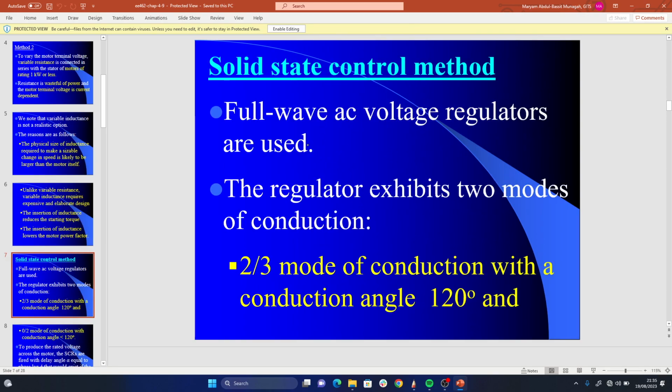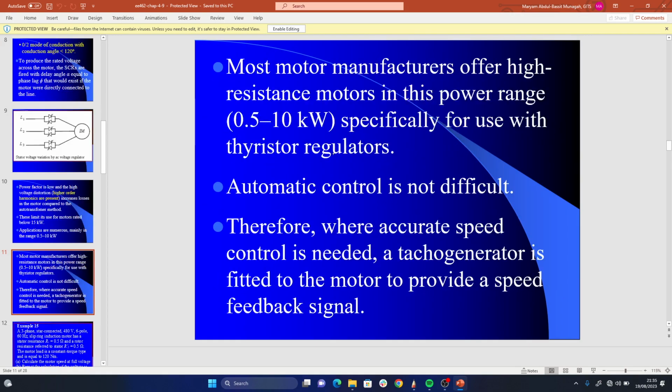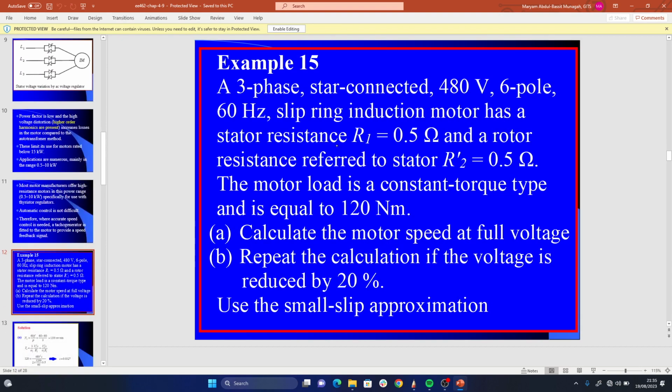We also have the solid state control method that makes use of the full wave AC voltage regulators. So read all this part. So this is how the AC regulator looks like. We connect them back to back, connected to the motor. We reduce the power factor and everything. So that's it. So let's take this question here.